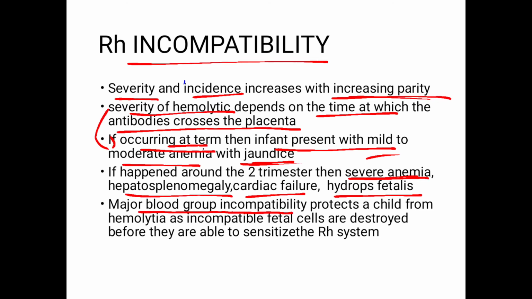One more thing that needs to be remembered is that major blood group incompatibility, that is ABO incompatibility between the mother and the fetus, usually protects the child from hemolysis, as incompatible fetal cells are destroyed before they are able to sensitize the Rh system. So ABO incompatible cells will be destroyed before they sensitize the Rh system.